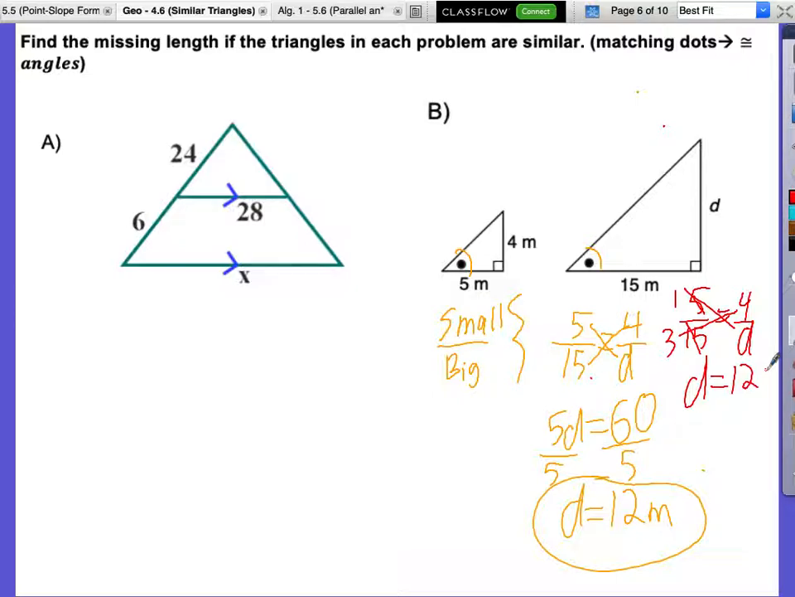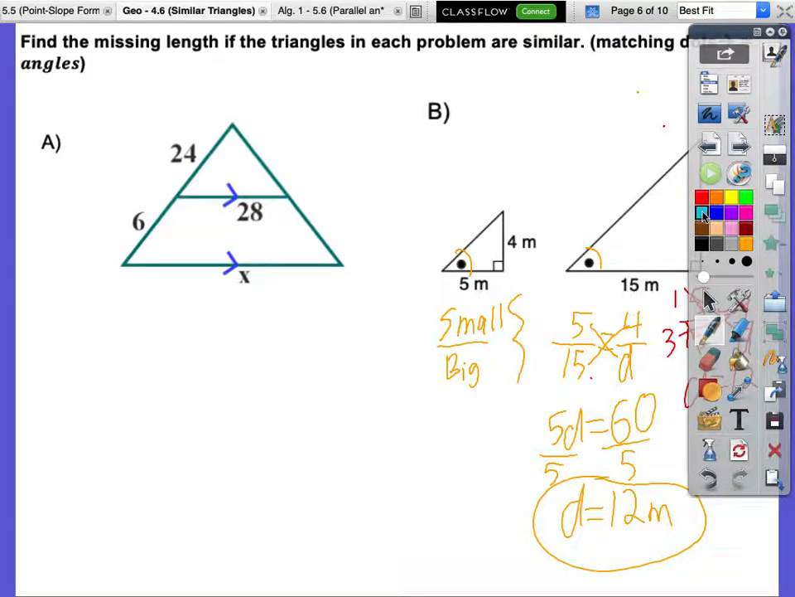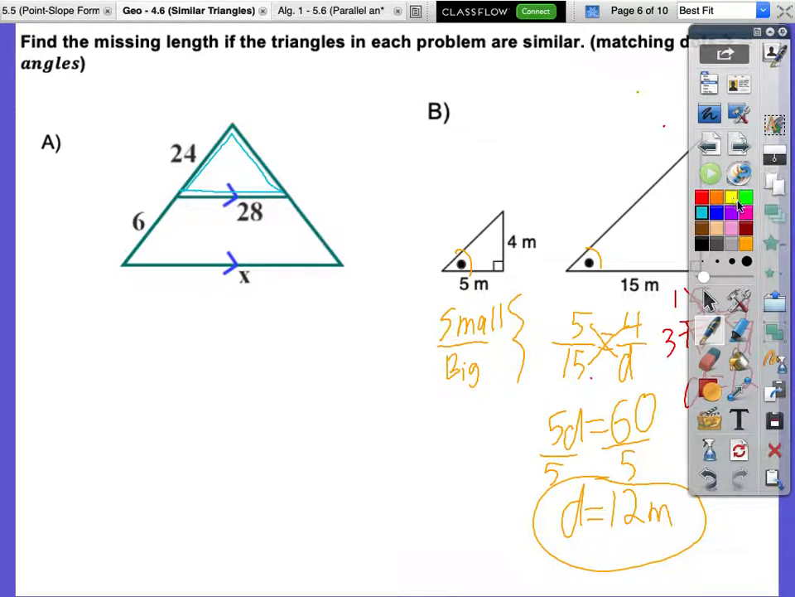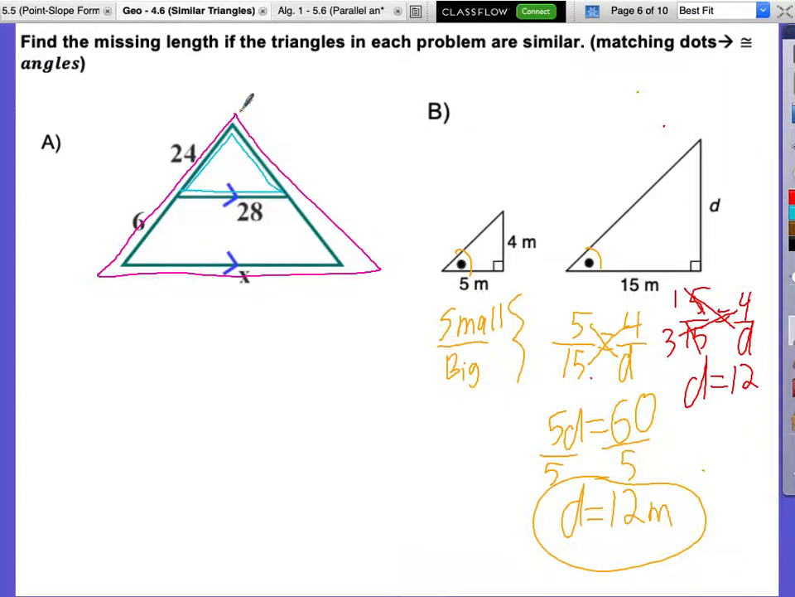Okay. Let's look at A now. If you look at A, we have two triangles here. We have this triangle in the top here, that's kind of like part of the triangle. And then the whole thing is its own triangle as well.